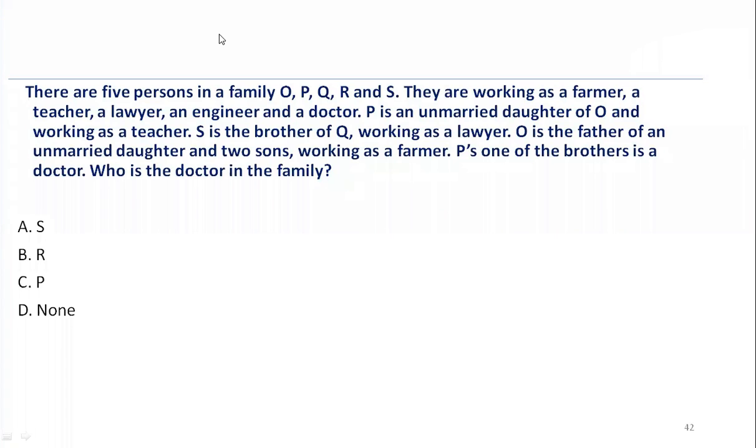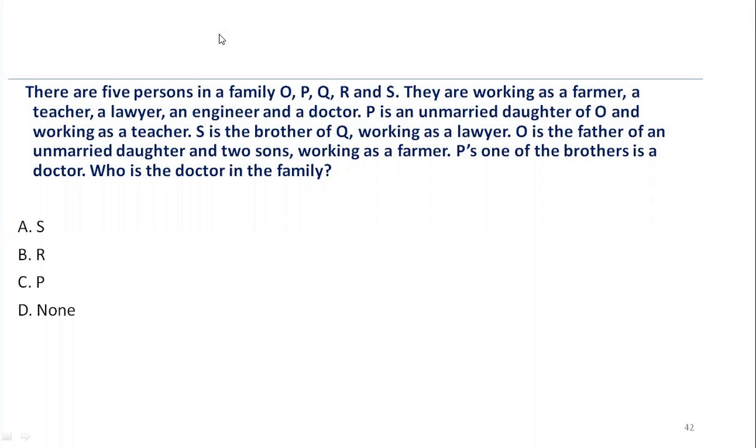There are 5 persons in the family OPQRS. They are working as a farmer, teacher, lawyer, engineer, and doctor. P is an unmarried daughter of O and working as a teacher. S is the brother of Q and working as a lawyer. O is the father of an unmarried daughter and 2 sons working as a farmer. P is one of the brother is a doctor. So who is the doctor here in the family?